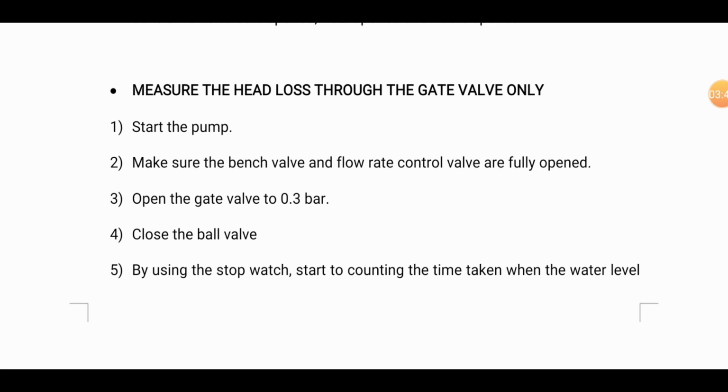Step 4, close the ball valve. Step 5, measure the time needed for the water to fill 5 liters in the tank. Like the first experiment, start counting the time when the water level reaches 0 and stop counting the time when the water level reaches 5, and then record the time taken.